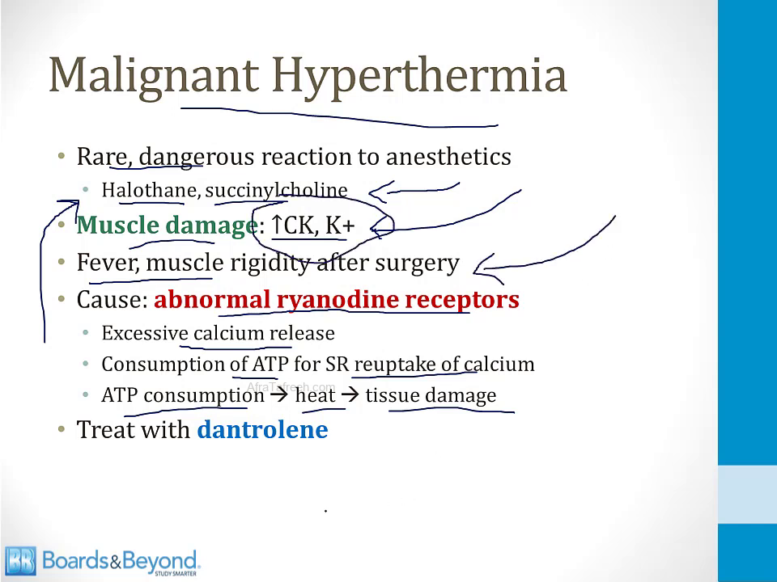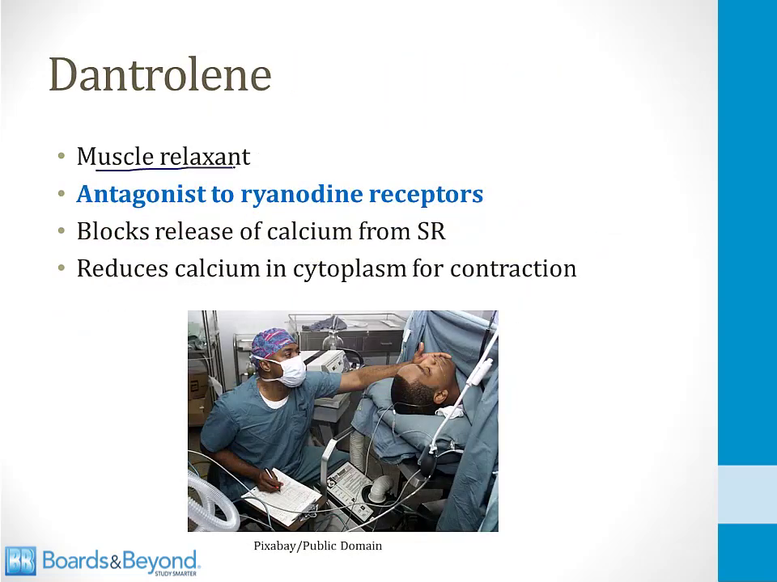And you can treat it with a drug called dantrolene, which is an inhibitor of the ryanodine receptor. Dantrolene is a muscle relaxant. It's an antagonist to the ryanodine receptors. It blocks the release of calcium from the sarcoplasmic reticulum through the ryanodine receptors, and this reduces calcium in the cytoplasm for contraction. That's why it's a muscle relaxant.